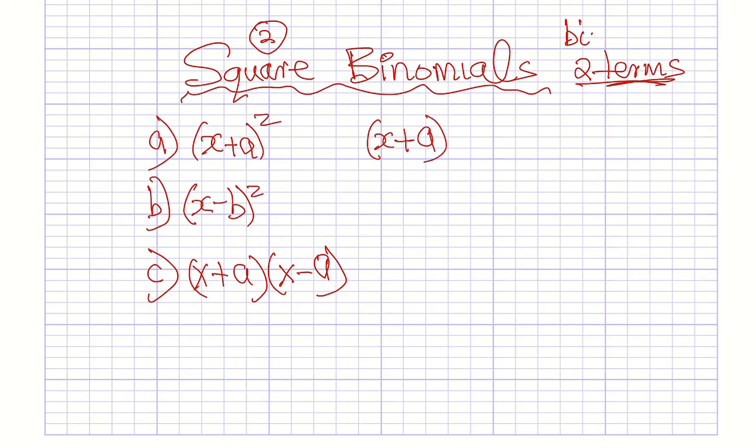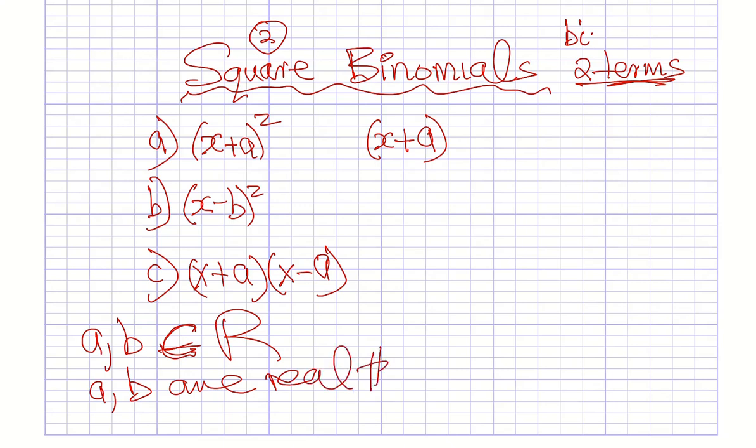By the way, notice that in all the stuff I'm talking about, A and B are real numbers. You remember, I told you when we did set theory, that's how you say A and B are real numbers. The same thing I'm saying, A and B are real numbers, okay? Real numbers. Alright.